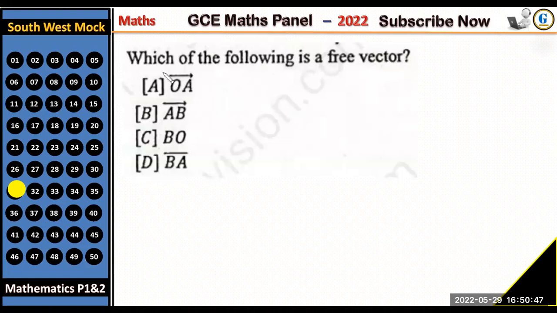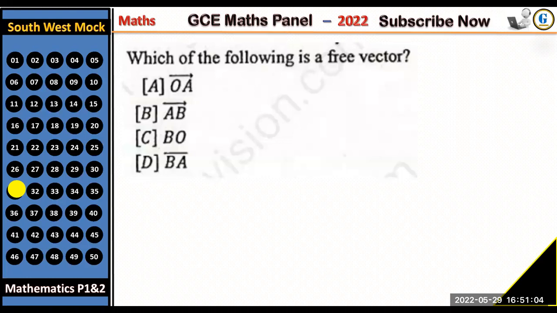The next question now is question 31. Which of the following is a free vector? Now, what is a free vector?